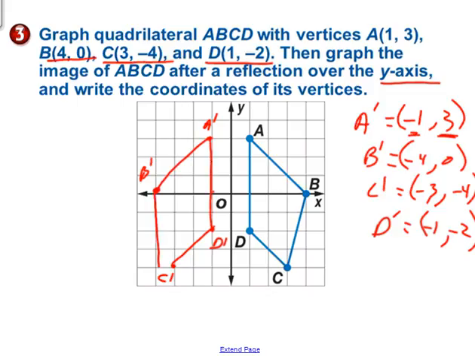I'm sorry, I've got to erase that last one. Correct that. Hopefully those drawings are very, very similar.